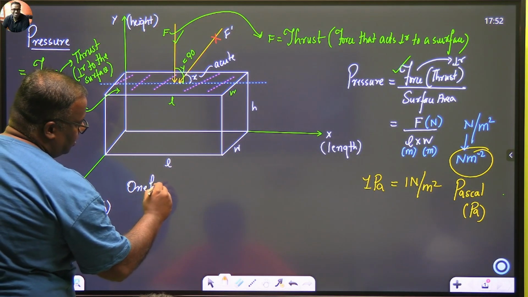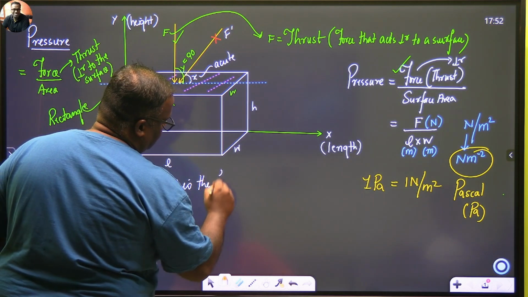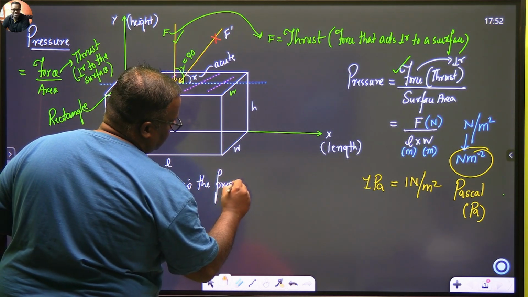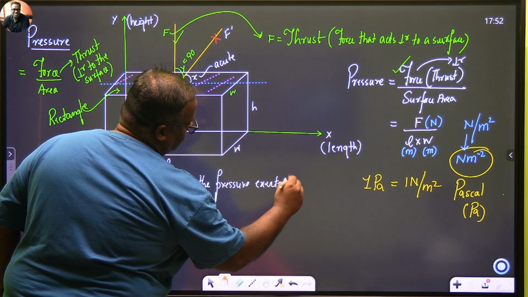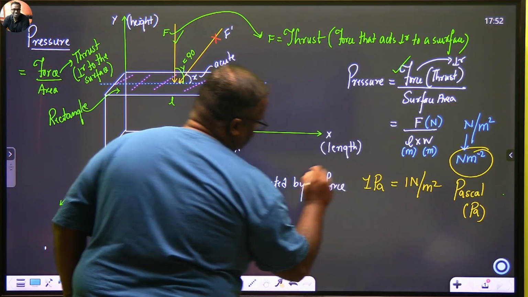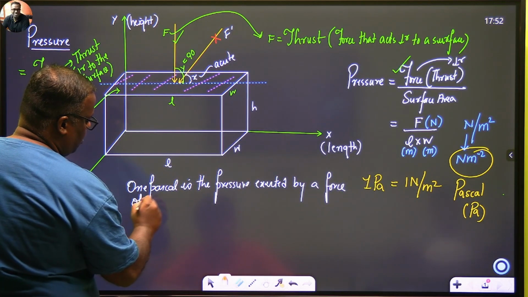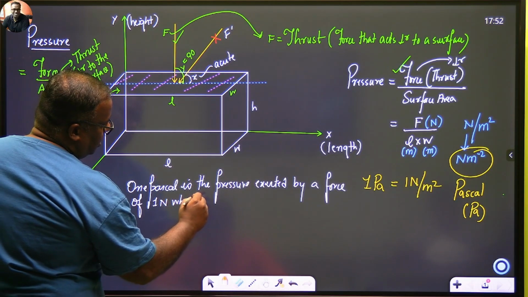There we go with the definition now. 1 Pascal. 1 Pascal is the pressure exerted when a force of 1 Newton acts perpendicularly or normally on a surface area of 1 meter square. Sometimes, children, we also should have a guess or a vague measurement of how much each value corresponds to.